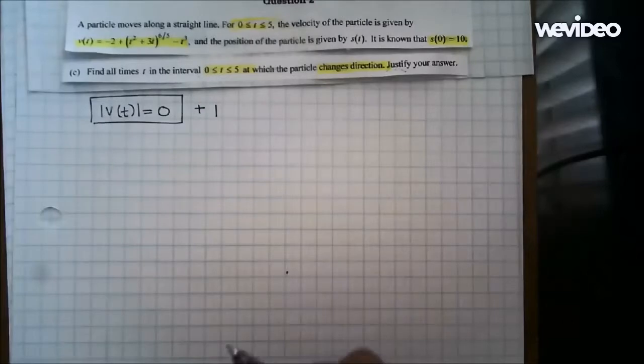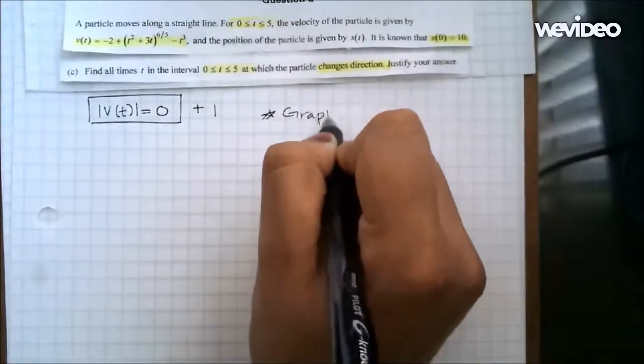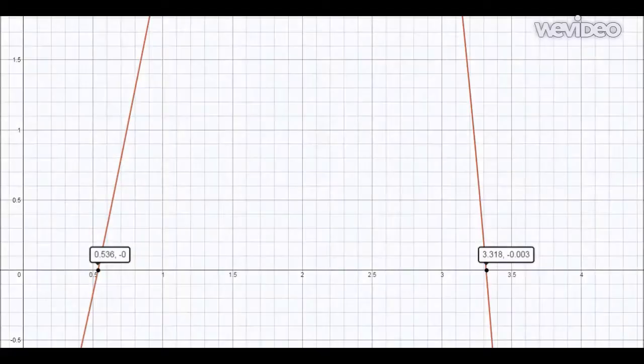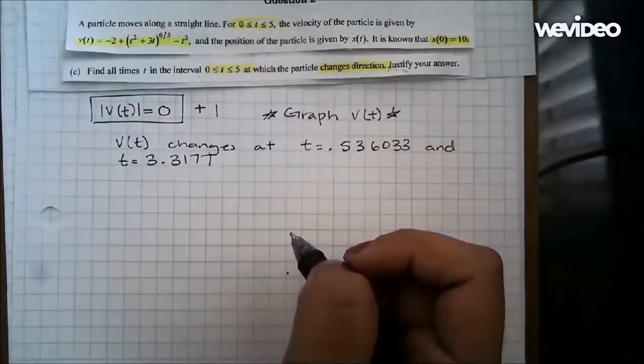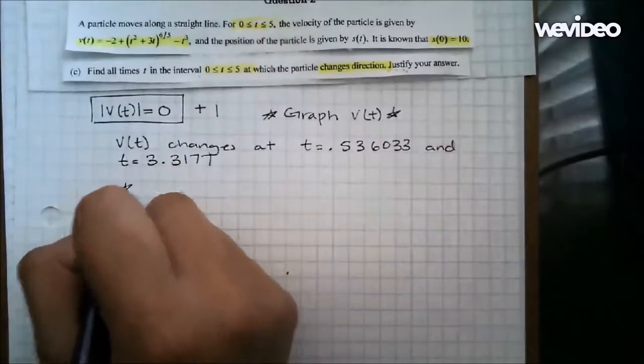Now, we need to graph v of t and locate the x-intercepts. We can see that the velocity intercepts at the x-axis at 0.536 and 3.318. This is where it changes direction. Now, we need to justify our findings.